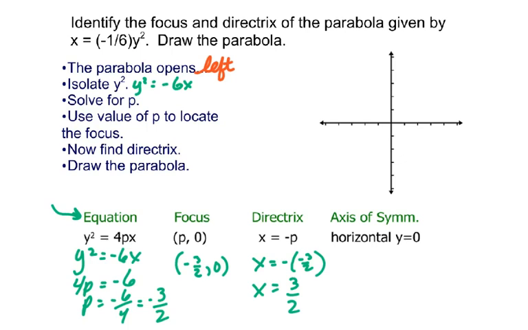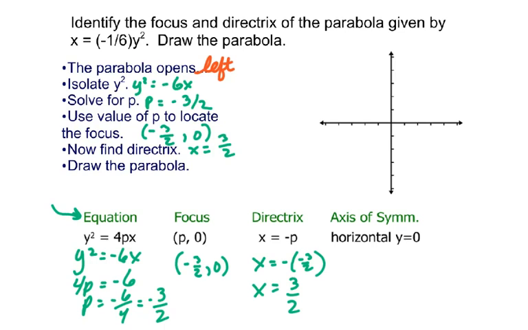And our axis of symmetry is horizontal, it's y equals 0. We already said this is a y squared parabola, it opens left, and its vertex is at the origin. Therefore, the axis of symmetry to go directly through the middle of it would have to be y equals 0. So all that's left now is for us to draw our parabola with all of our key features.